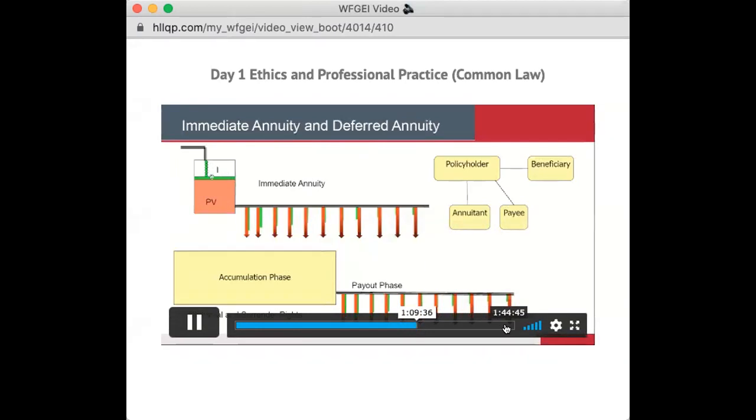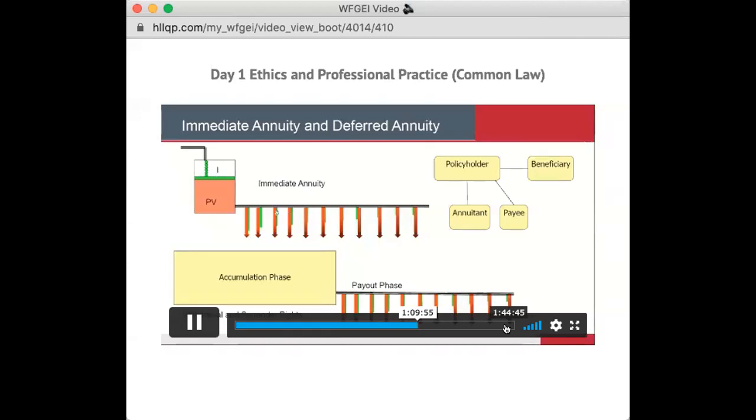And then, of course, the I is the interest. In other words, the green part is the interest. So an immediate annuity basically is: here's a bag of money, and I would like you to start my income within a year. That's why they call it immediate. So if the income starts within a year, it is referred to as an immediate annuity.